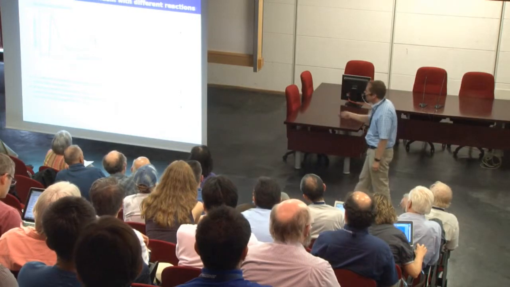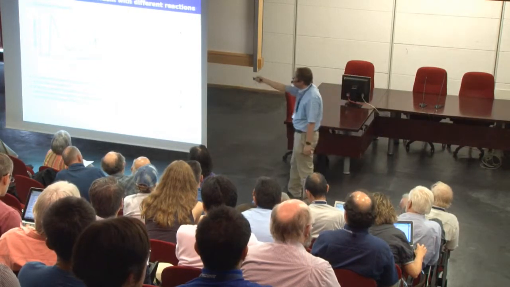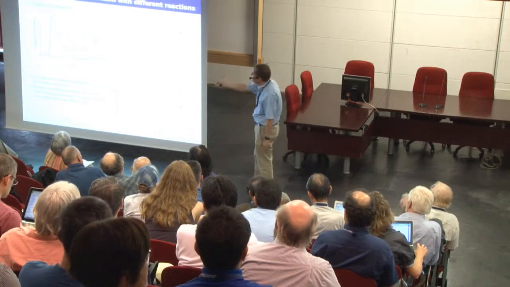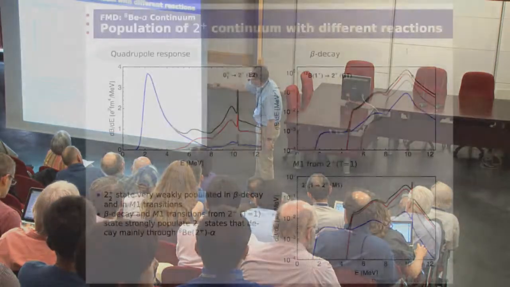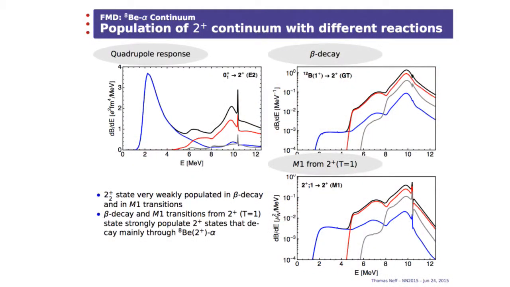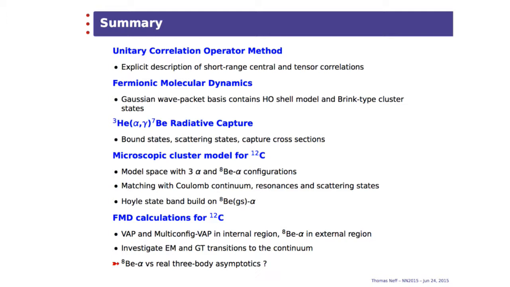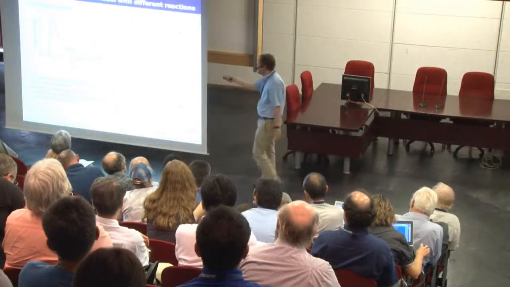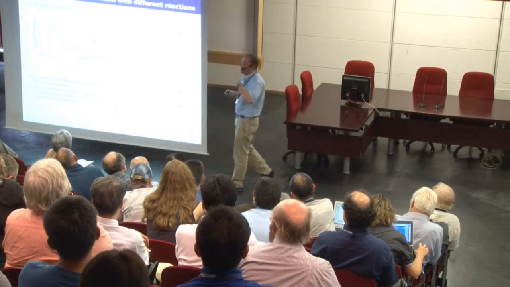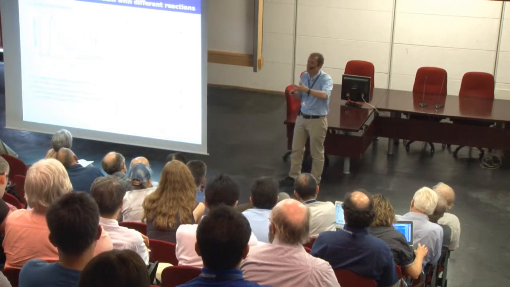So this illustrates again, when we look here at the E2 transition, we have this strong peak for the second 2 plus state, but when we look at gamma of Teller, this is only very weakly populated, and it's the same thing with the M1. And the explanation is probably that this second 2 plus state has a very large overlap with pure beryllium 8 alpha configurations, in the order of 98%.